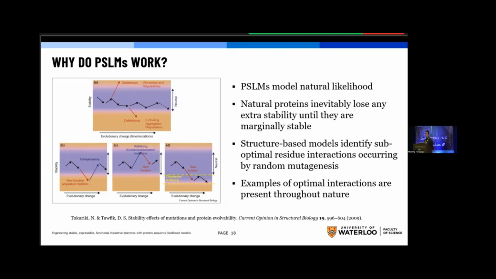But we can look at other examples from throughout the domains of life and see better examples of how residues can interact, specifically with the structure-based models are excellent at that. And they can help correct for some of this random mutagenic effect that brings stability down to a baseline level.